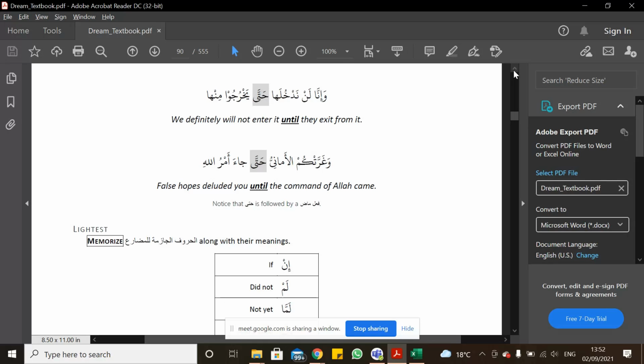And what is minha? Minha means from. Ha could be she or it. So from it. And what is minha in respect to the yakhruju? Yakhruju is the fi'l and the fa'il, and minha is the jar majrur fragment, the muta'alliq of the fi'l. Yakhruju minha, they exit from it. So we definitely will not enter it until they exit from it.